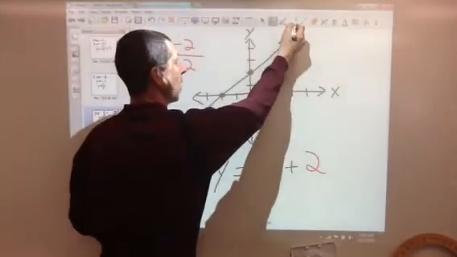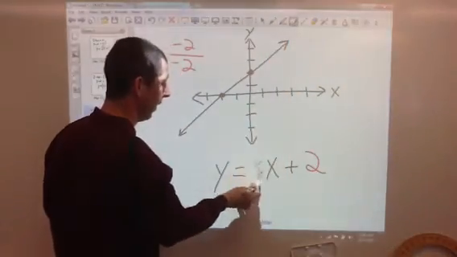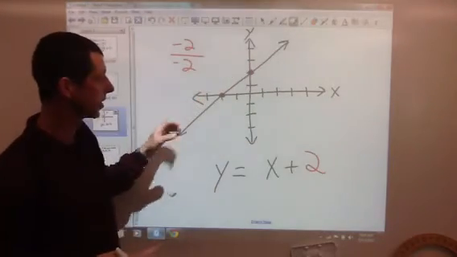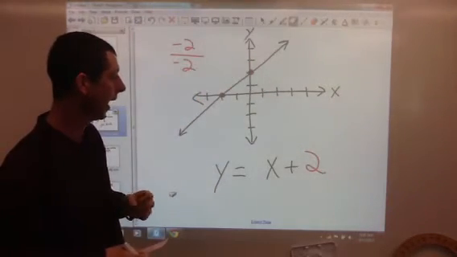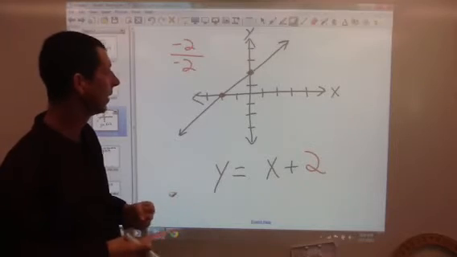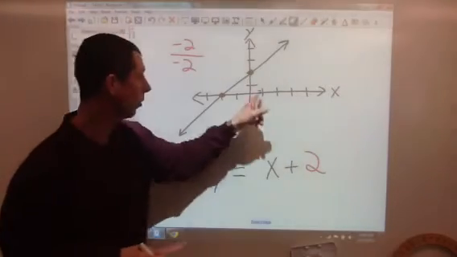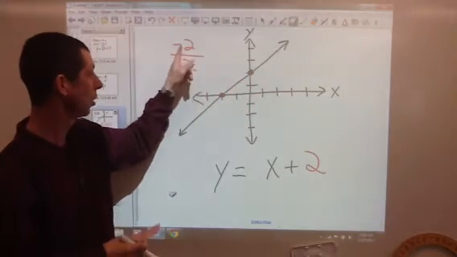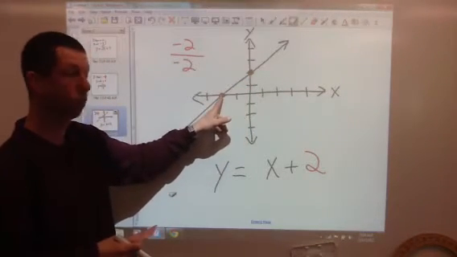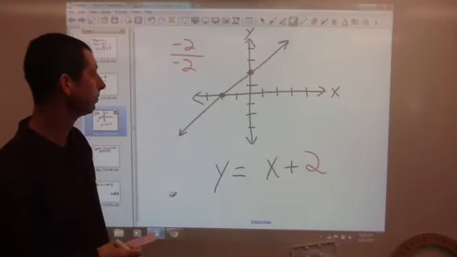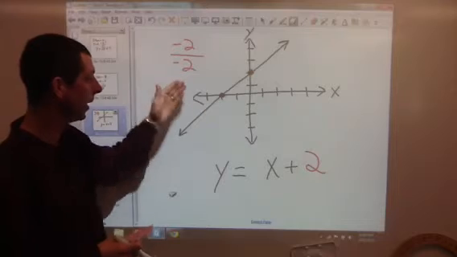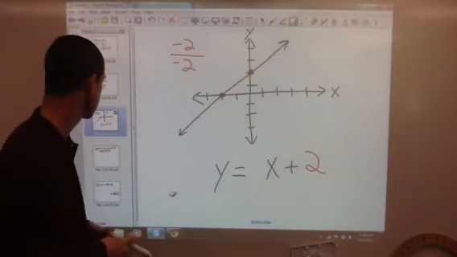So if I erase this out of here, there would be my linear equation for this line which is graphed. Hopefully that's understandable how we did that. Started with 2 here, remember, went down 2, that's where the -2 comes in, and went to the left 2, and that's where the -2 comes in there. So -2 divided by -2 is 1, and that's where x is.